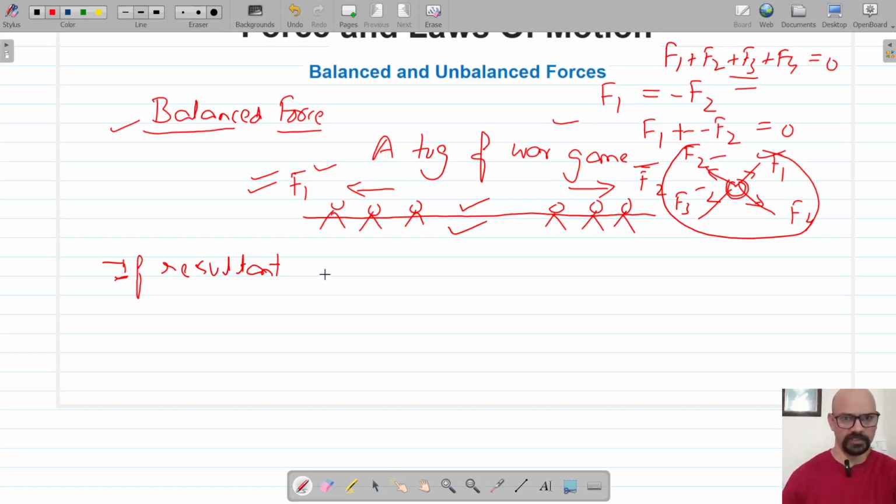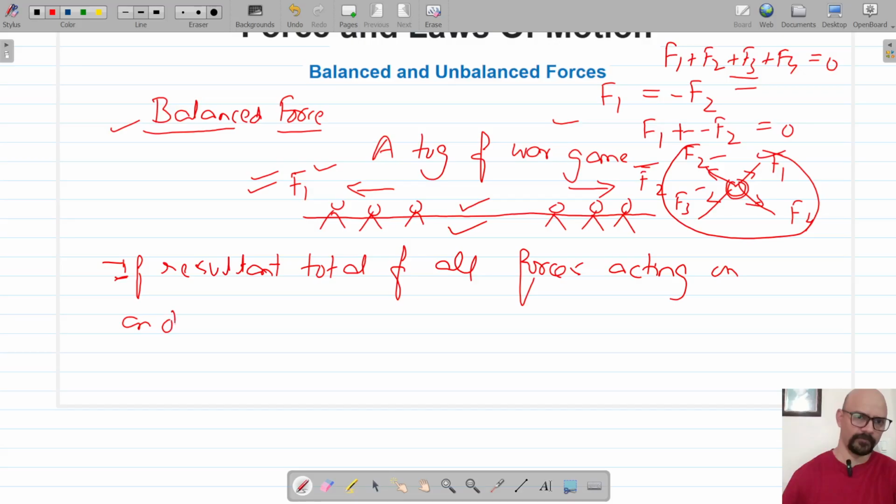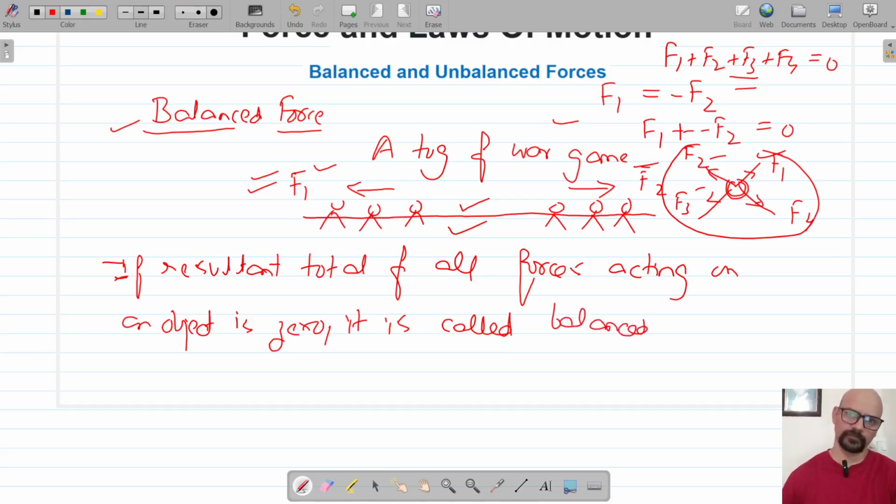So we can say that if the resultant total of all forces acting on an object is zero, then we call it the balanced force. So this is a balanced force. An example of this is the tug of war game.